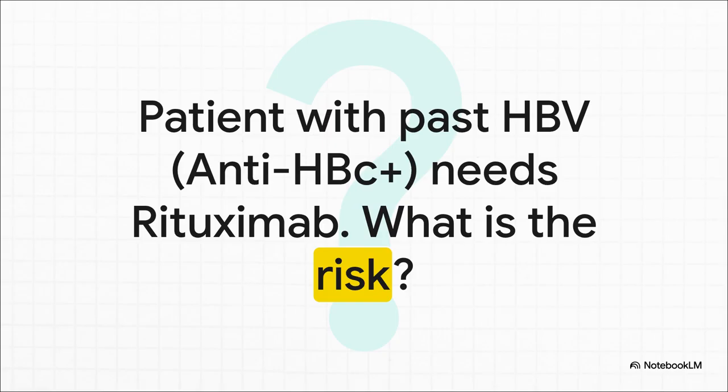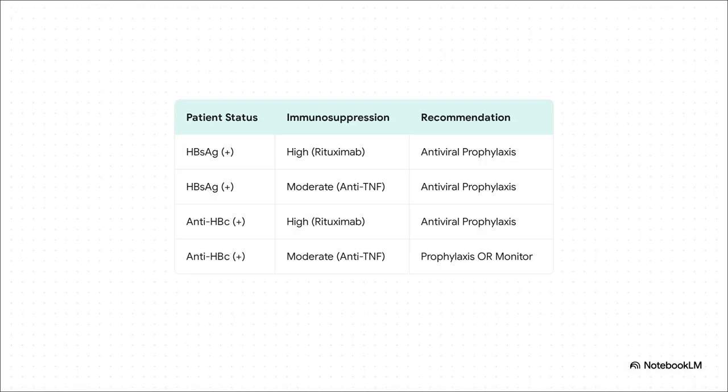What's the big worry here? You're worried about reactivation. The risk really depends on two things, the patient's HBV status and how strong the immunosuppressant is. But the rule is pretty simple. If the virus is currently active, meaning they're surface antigen positive, they need antiviral prophylaxis. No question. And if the virus is dormant, so they're only core antibody positive, but they're about to start a high-risk drug like rituximab, guess what? They also need prophylaxis. It's mandatory. This is how we prevent a potentially fatal liver flare.